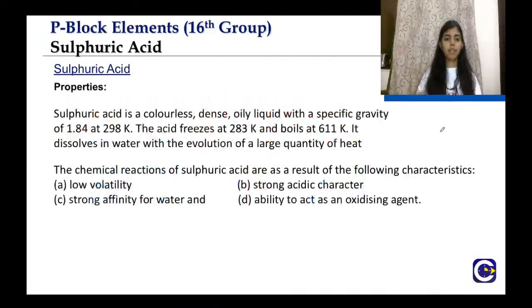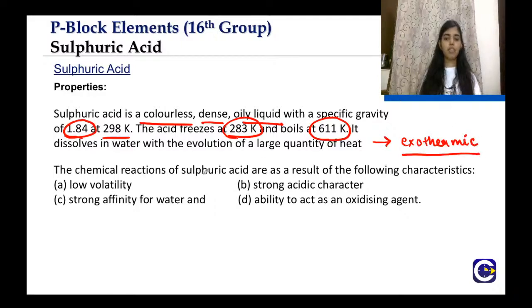Now next, the sulfuric acid is basically colorless, it is dense, it is an oily liquid, right? And it is having a specific gravity of 1.84 at 298 Kelvin. Now this acid has a freezing point of 283 Kelvin and a boiling point of 611 Kelvin. Now it dissolves in water with the evolution of a large quantity of heat. That means dissolution of H2SO4 in water is a highly exothermic process.